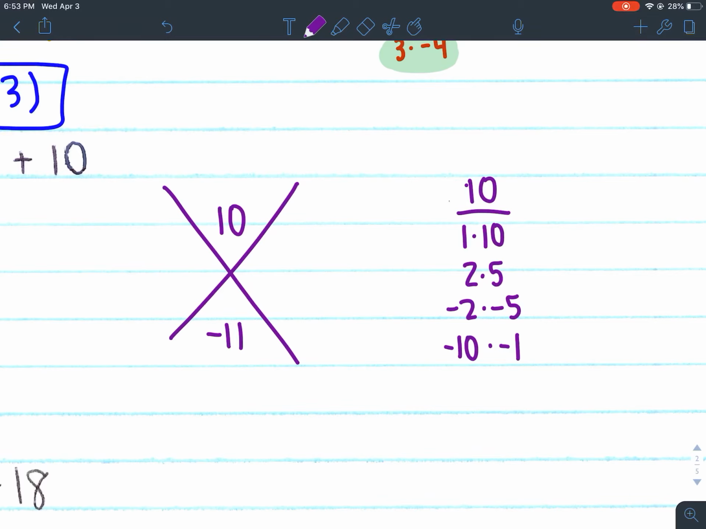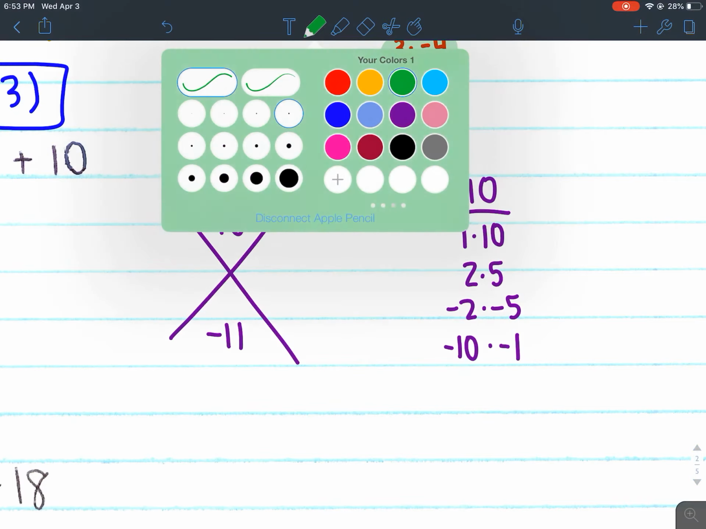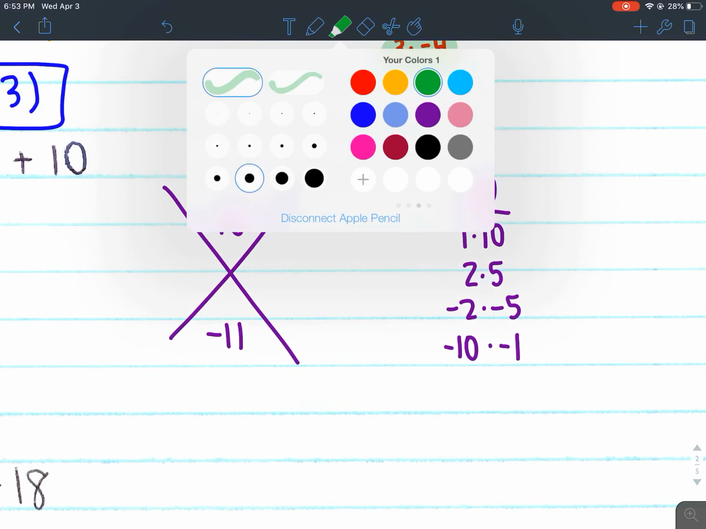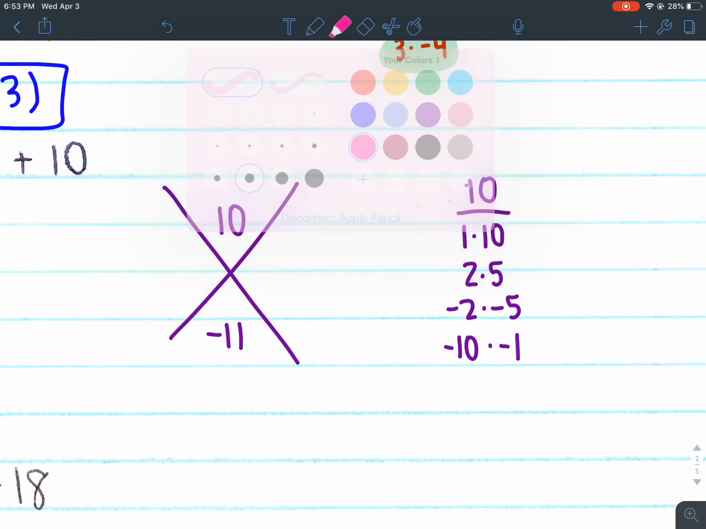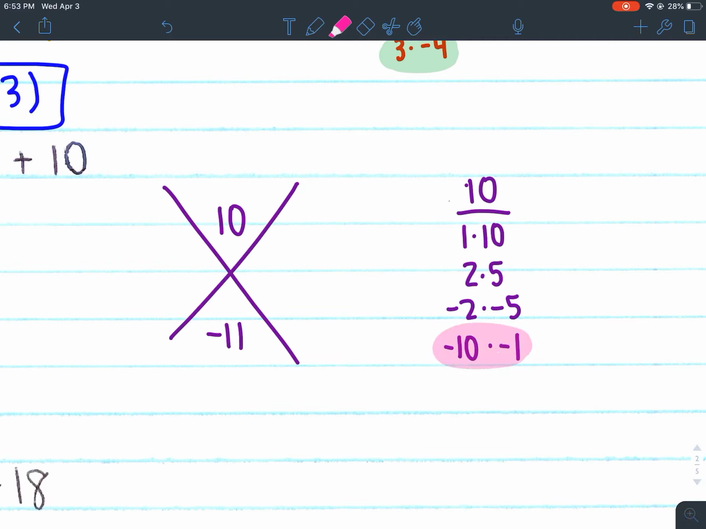Again, you want to consider negatives because 1 plus 10 isn't going to give me a negative 11, and 2 plus 5 isn't going to give me negative 11. So you always have to consider your negatives in this. So the two numbers that are going to add to negative 11 are the last two, negative 10 and negative 1.